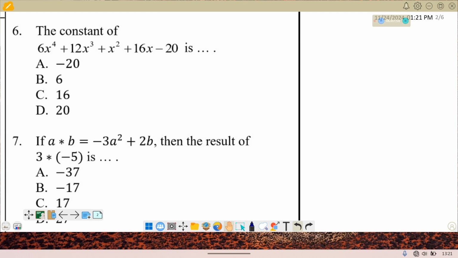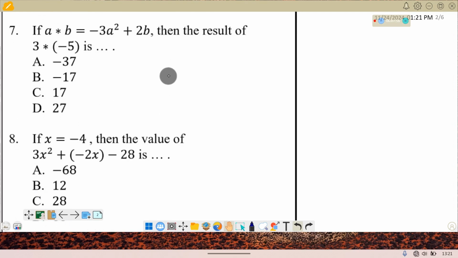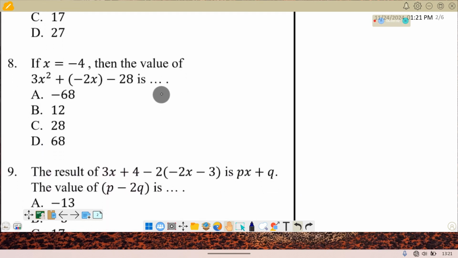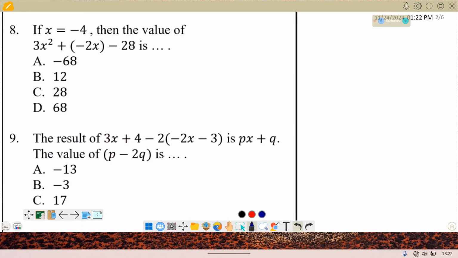Now let's take a look at the next question. I don't think that number 7 is related to our topic today, so just skip it. And this is number 8. For number 8, if x equals negative 4, then the value of, let's replace all the variable x with negative 4.